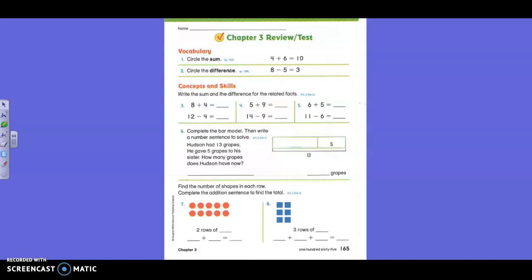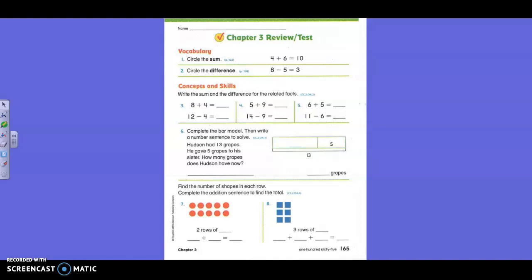Circle the sum. A sum is a what? The answer to an addition problem. Circle the difference. A difference is? Yes, the answer to a subtraction problem. Okay? Write the sum and the difference for the related facts. So just writing the answers for the addition and subtraction facts.